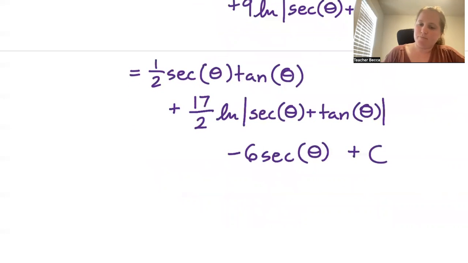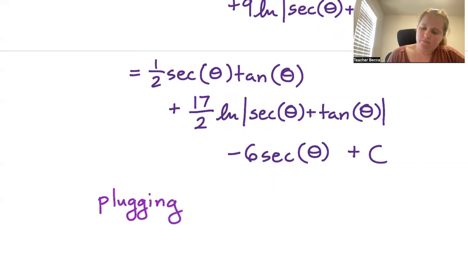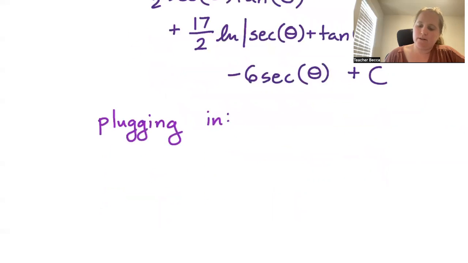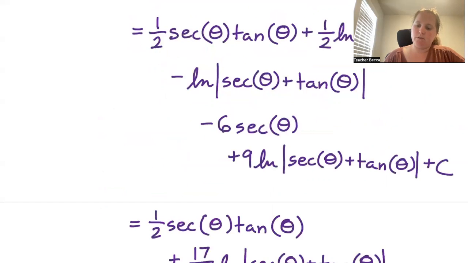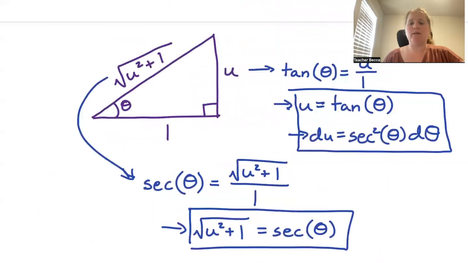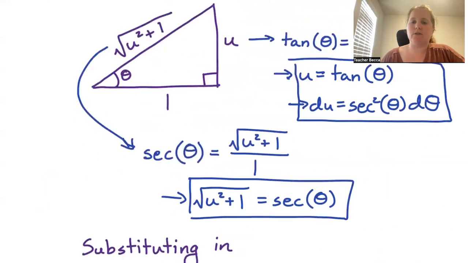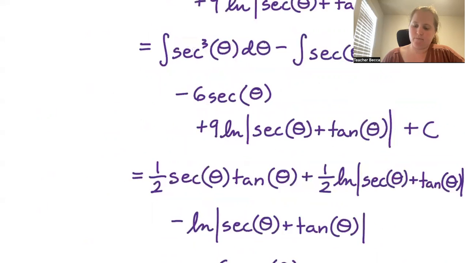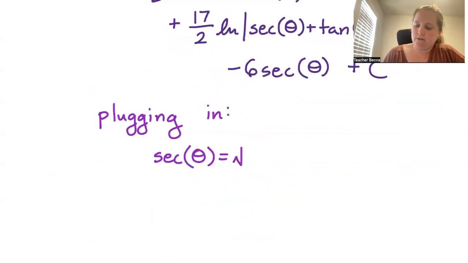Converting back to u, so plugging in our secant of theta, I apologize for all this scrolling. Secant of theta was the square root of u squared plus 1. Tangent of theta was just u. So secant of theta is the square root of u squared plus 1. Tangent of theta was simply u.